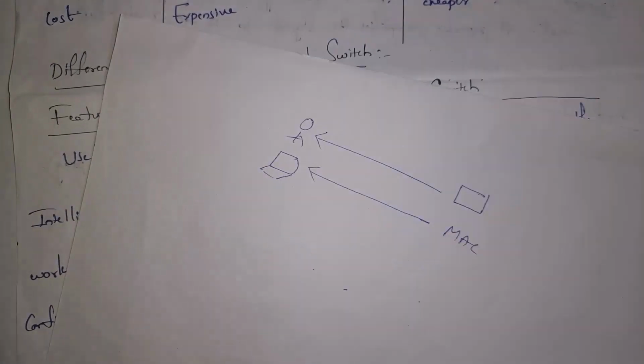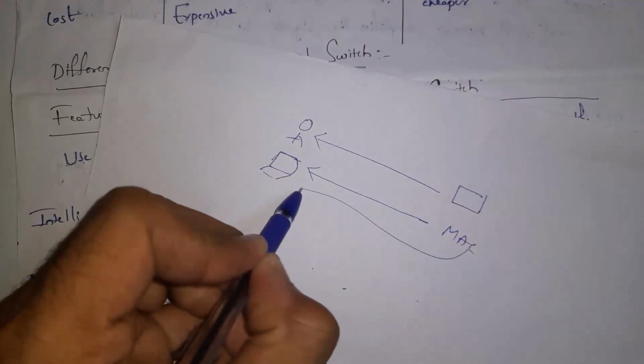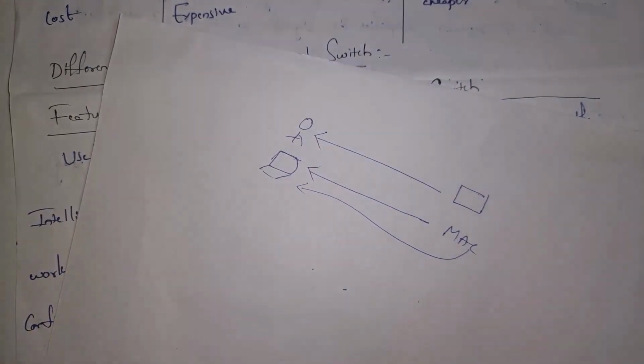So a MAC address is nothing but a number given by the manufacturer of the company. For example, whenever I purchase a Dell laptop, the Dell company will give me one number. We call that number the MAC address. Based on that MAC address, we can identify the device.